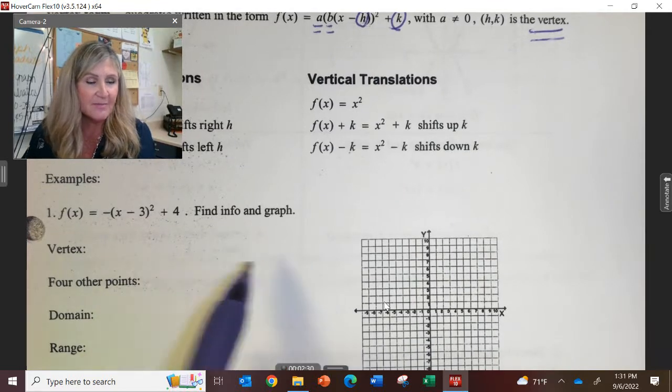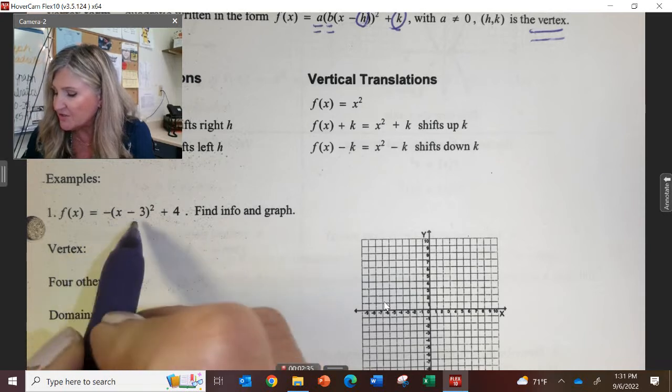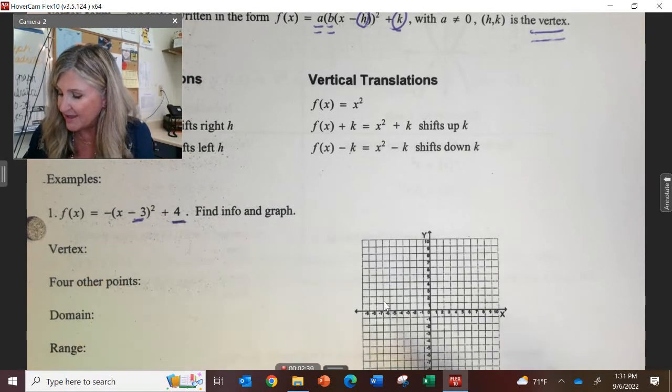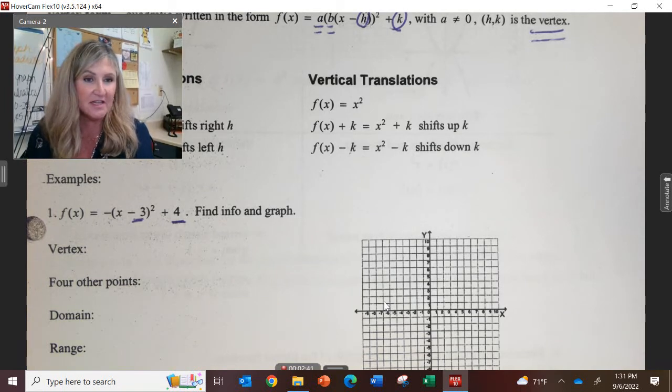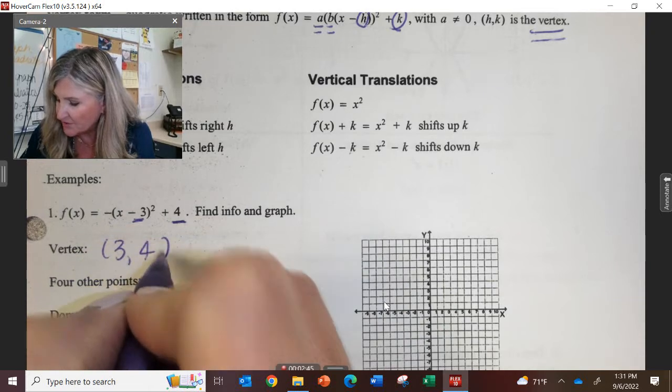Let's look at this example and find all important information. This is already in vertex form. This is our h and this is our k. What do you guys think the vertex is then? 3, 4. You got it. 3, 4 is the vertex.